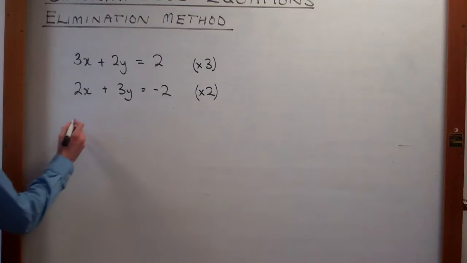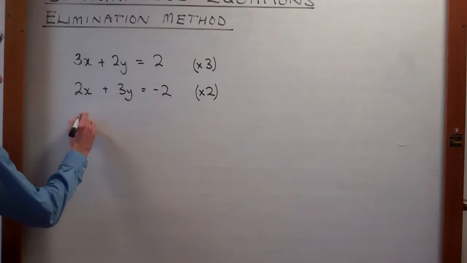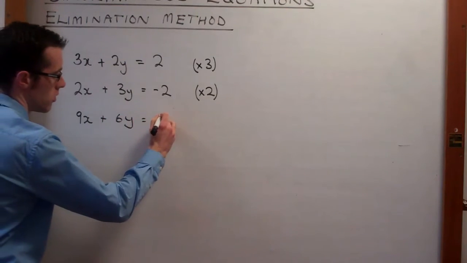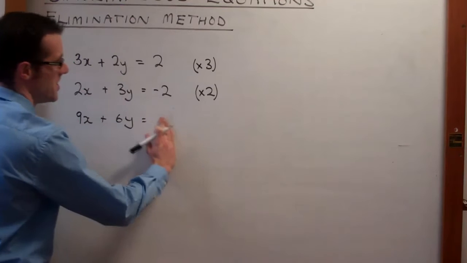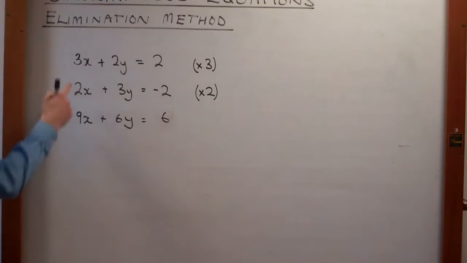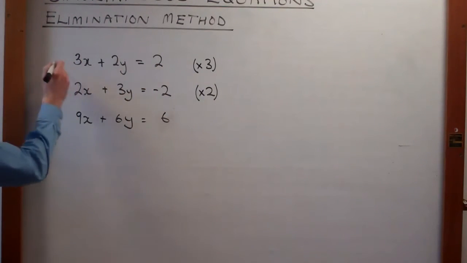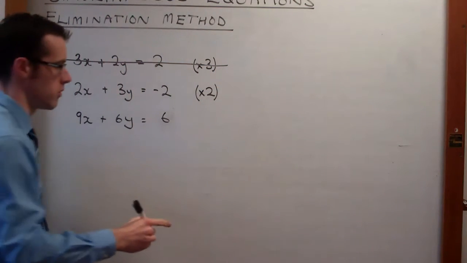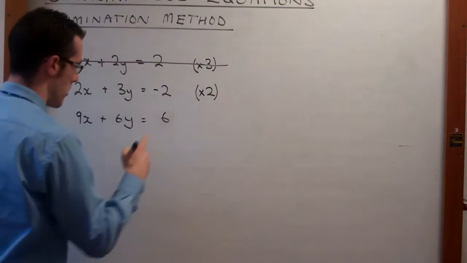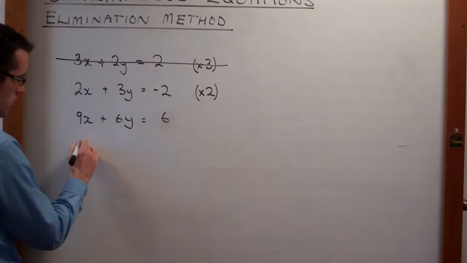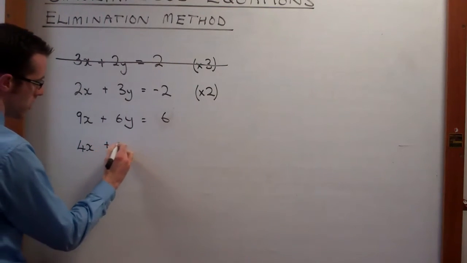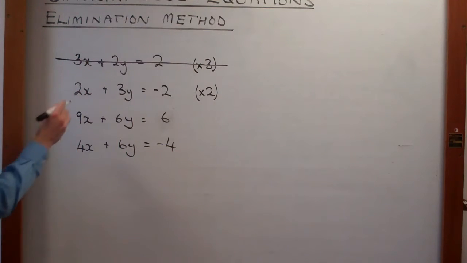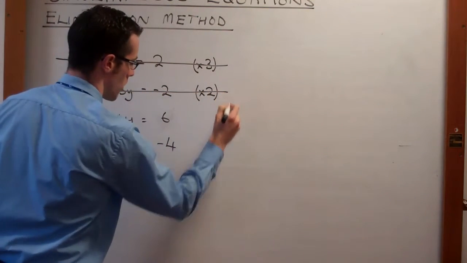Okay, so multiplying the top equation by 3, we have 9x plus 6y is equal to 2. No, it isn't. It's equal to 6. So 9x plus 6y is equal to 6. And we've done that, so we're going to score it out, because we don't want too many equations on the page, that's going to confuse things. We've got this equation we're going to multiply by 2, so we've got 4x, and we're going to be careful this time. So 4x plus 6y is equal to negative 4. And again, we're going to score this one out when we're done.